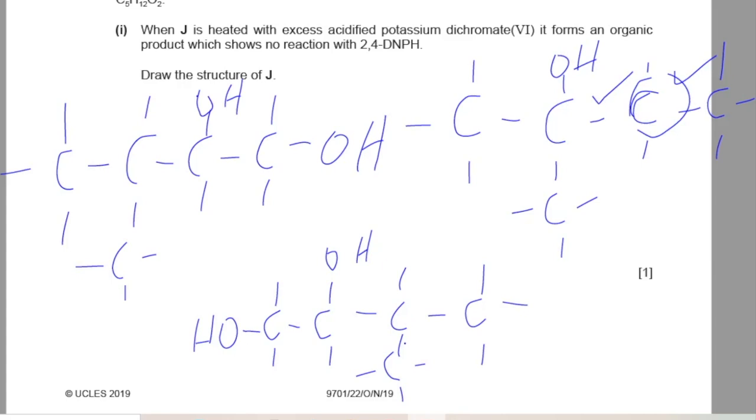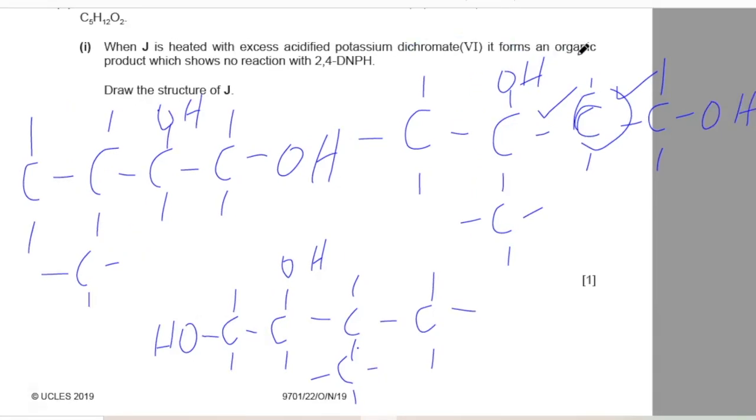If J shows no reaction with 2,4-DNPH, it means that J does not have a secondary alcohol, because secondary alcohol oxidizes to ketone, and that would give me an orange precipitate in 2,4-DNPH. While in the question, it says that when J is heated with excess acidified potassium dichromate, it forms a product which does not give a positive result when it is added to 2,4-DNPH. So J has a structure like this, with OH bonded to the second carbon atom.